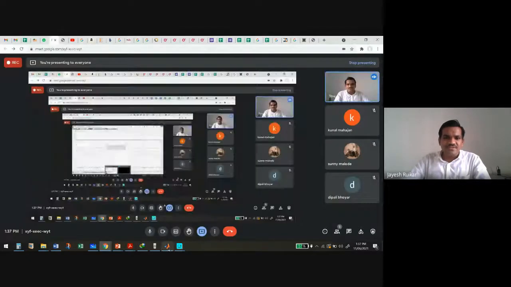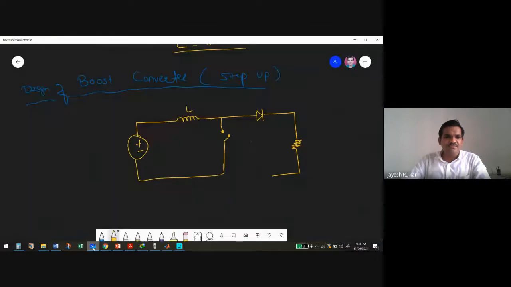I will close this and then we'll move on. So this is the diagram for your boost converter. I will join this, and of course, I forgot to add one capacitor here. Add it here and remove this portion.